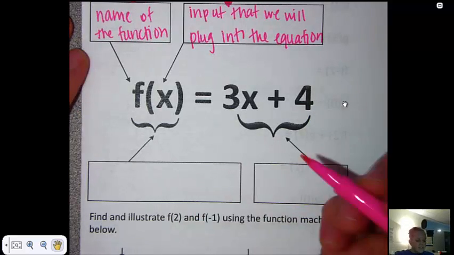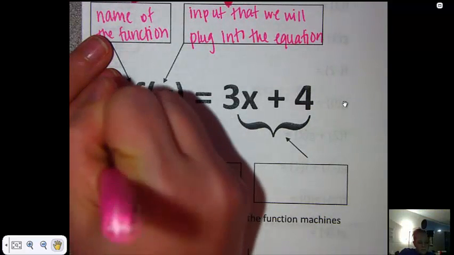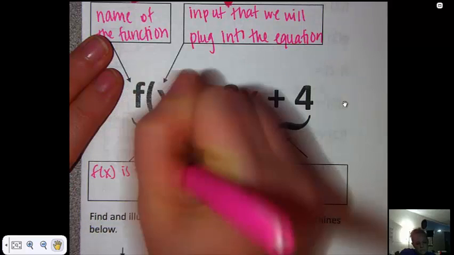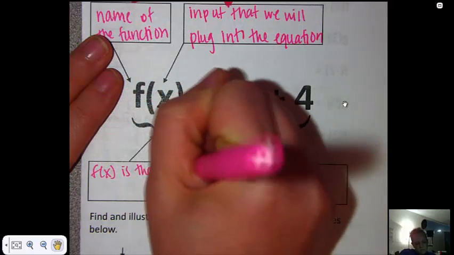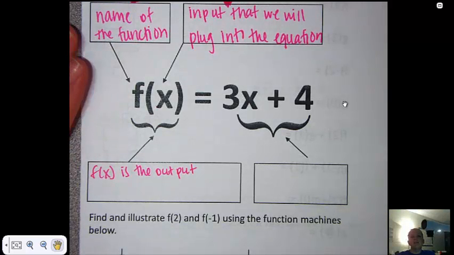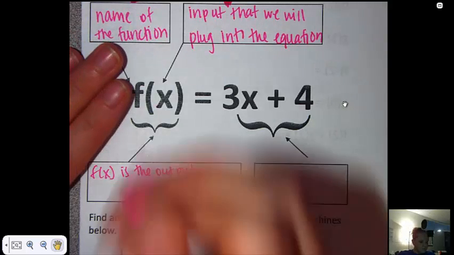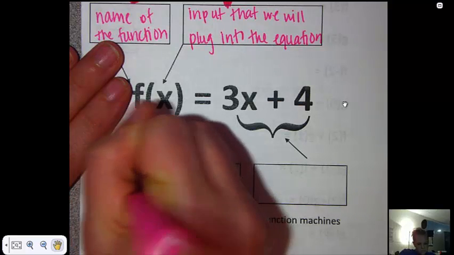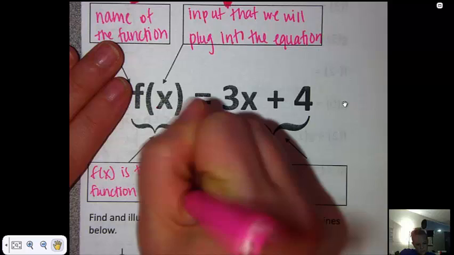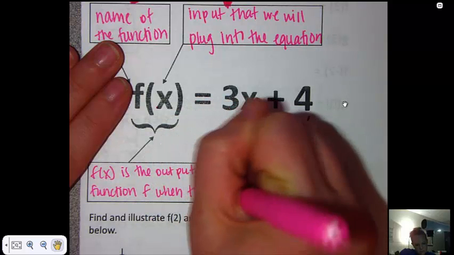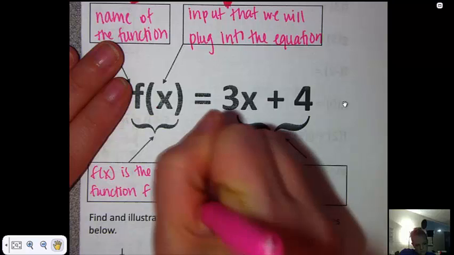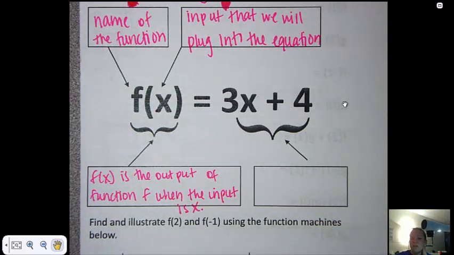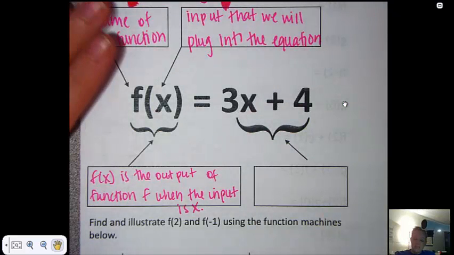Alright, so f of x is the output. Now, it's called f of x because we would say that it is a function of the input x. Okay, so we'd say f of x is the output of function f when the input is x. And this over here on the other side of the equal sign is our function.